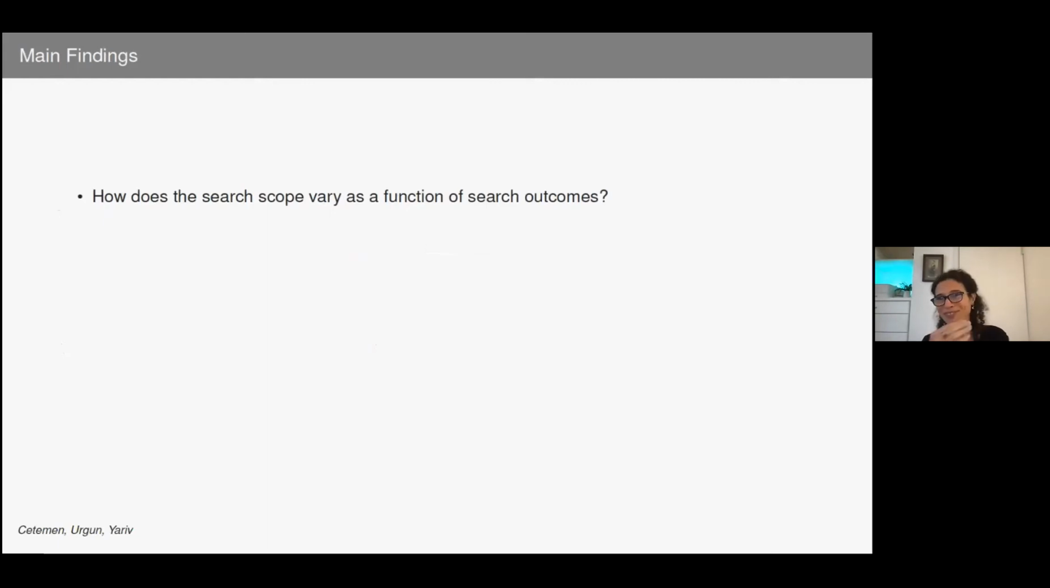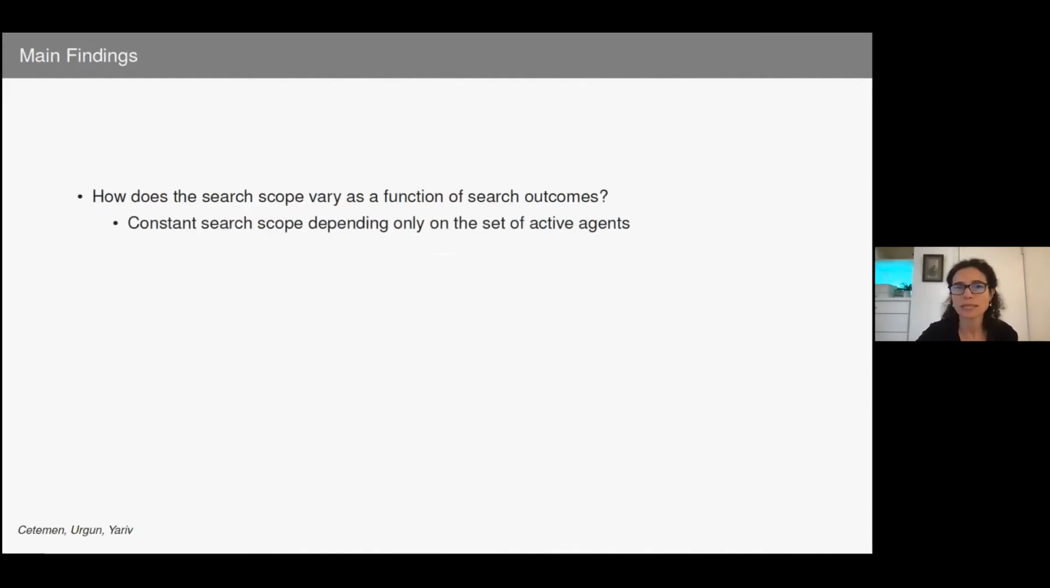Okay, so just to foreshadow what I'll tell you, in terms of how the search scope or ambition or search breadth vary as a function of search outcomes, what I'll try to show you is that the search scope is actually constant and depends only on the set of active agents. So it doesn't depend on the observations you've seen so far, or the maximal observation you've seen, etc.